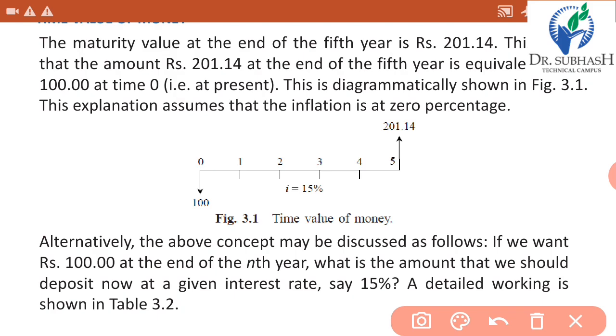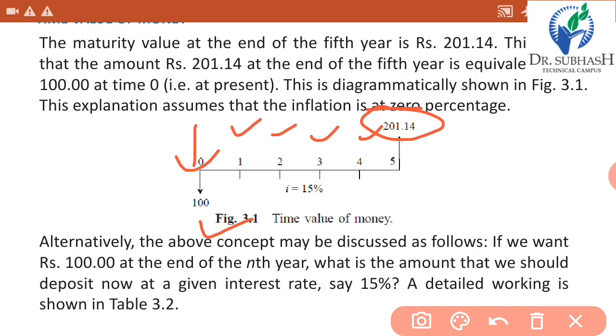This explanation assumes that inflation is at 0%. It means we have not considered inflation in this case. The figure is the cash flow diagram of this example. At present 100 rupees is invested, and for 5 years we get a 15% interest rate, and after 5 years we get 214. This type of diagram is known as a cash flow diagram.